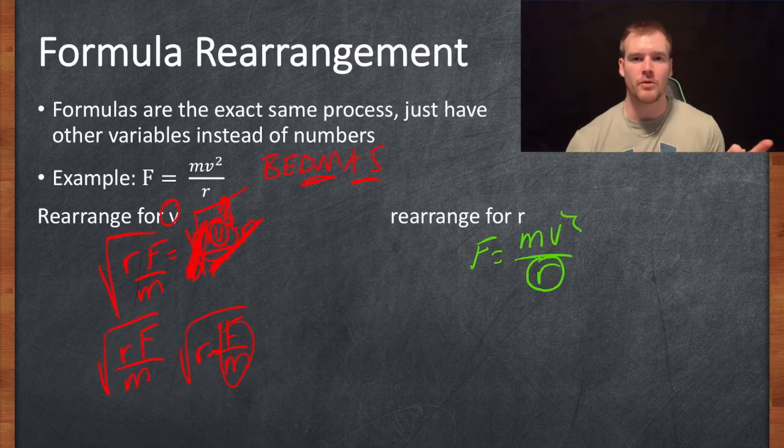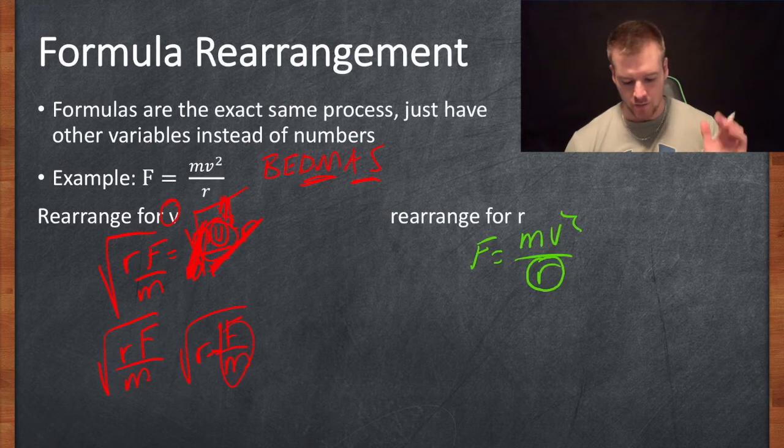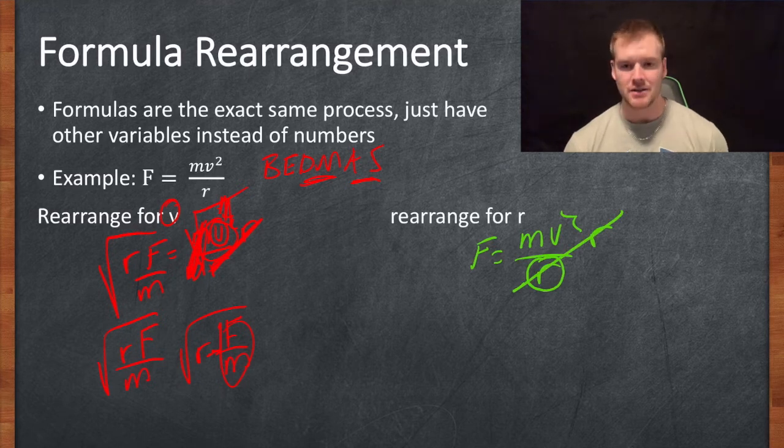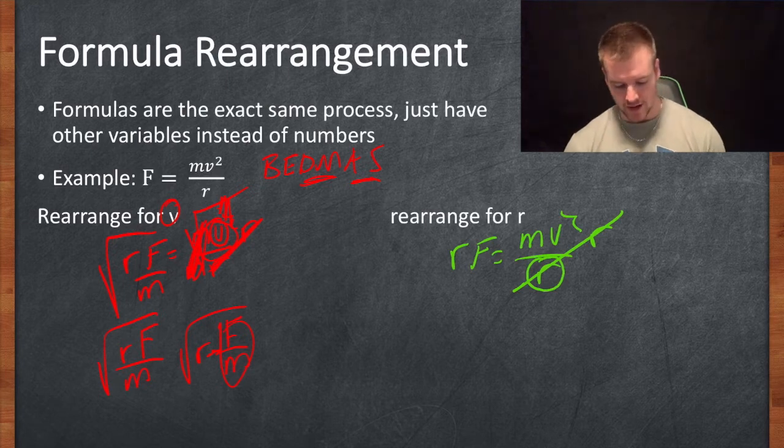That's like when we were looking before and x was in the bottom. We're trying to solve for it, so we don't want to keep it in the bottom. We want to get it out of there. So we're going to multiply by r right off the start. So times by r cancels r out. If I times it on that side, I have to times it on this side. And my new equation is rf is equal to mv squared.